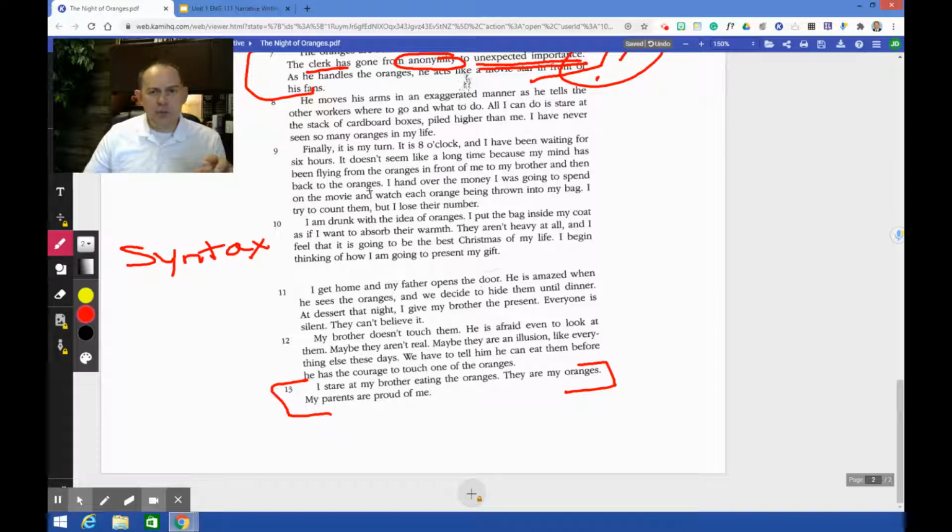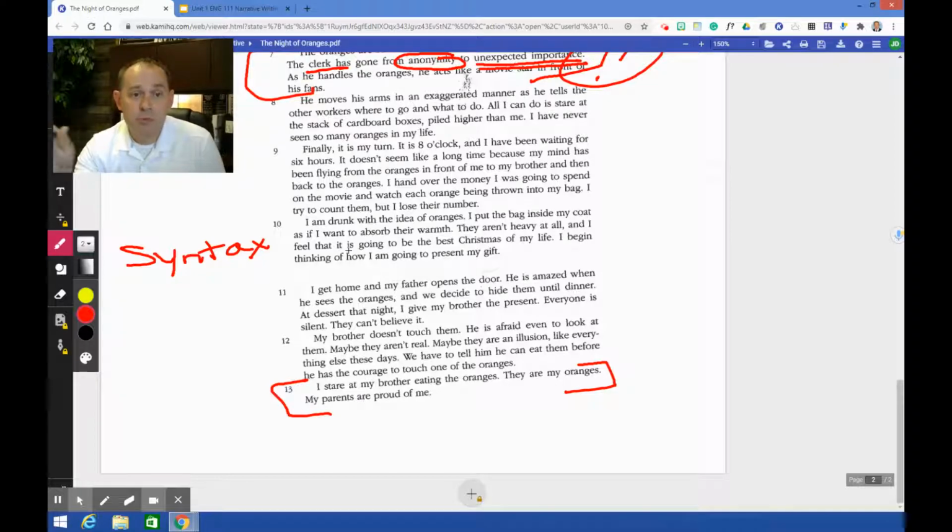And so you've read detail, detail, detail. There's this flurry of activity and things are just fever pitch. There's a lot of things happening, a lot of moving parts. And then he gets back home and it slows down. I stare at my brother eating the oranges. They are my oranges. My parents are proud of me. So that's a deliberate choice that the author uses there to make you pause and reflect.